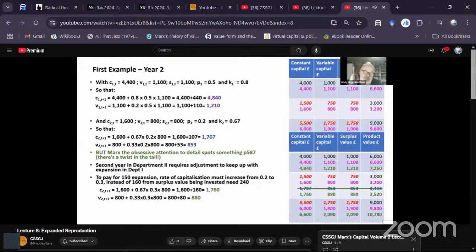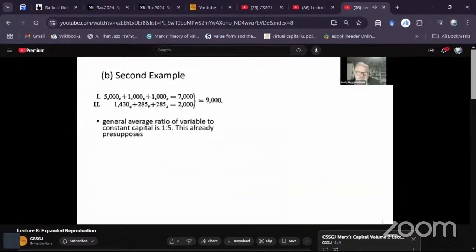What does that mean? It means that some of the surplus value of Department 2, even more of it, has to go into reinvestment in Department 2 to keep up. That's Marx's adjustment. So the rate of capitalization, as we call it, has to increase. Okay, so the figures need a little bit of trimming in order to get the right result. I'll stop my puns.